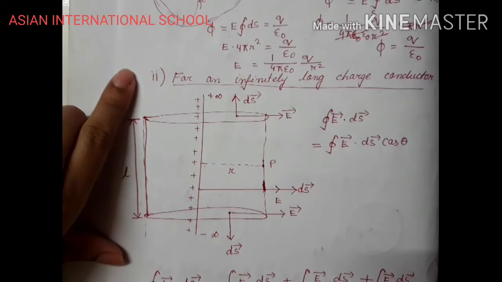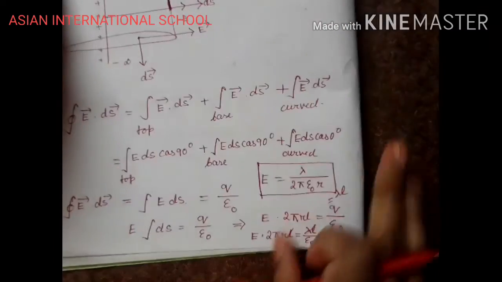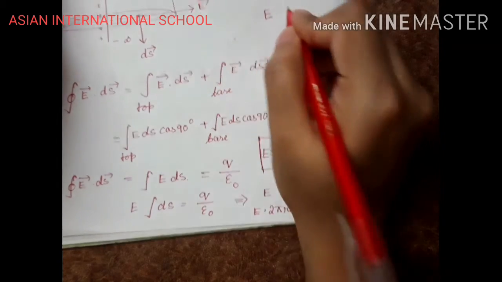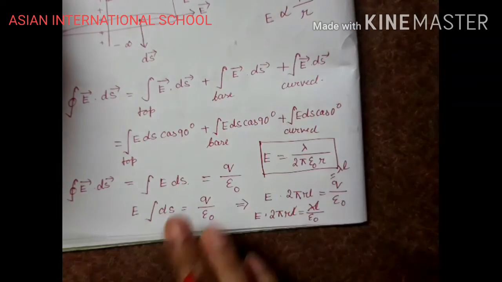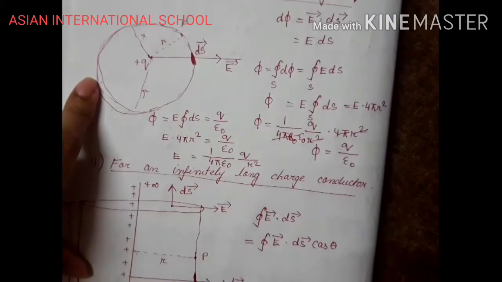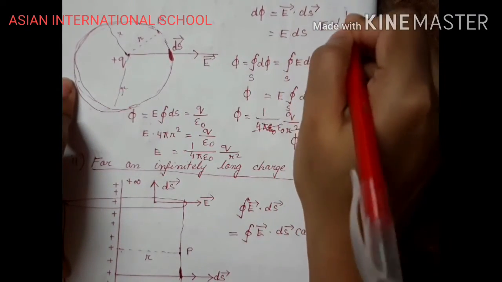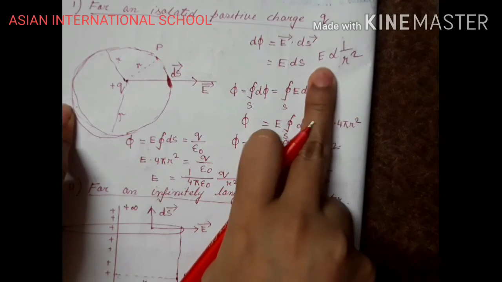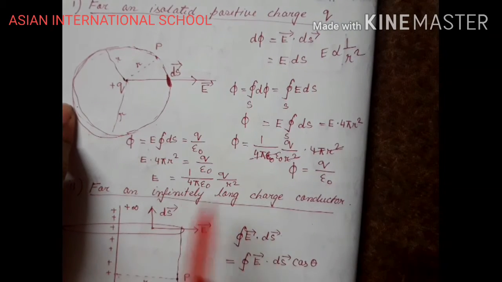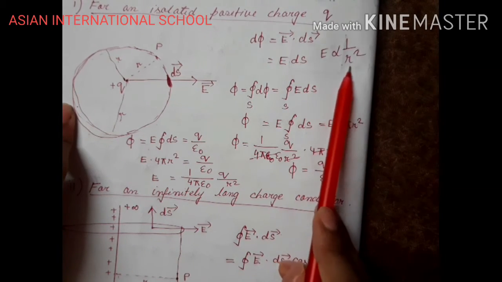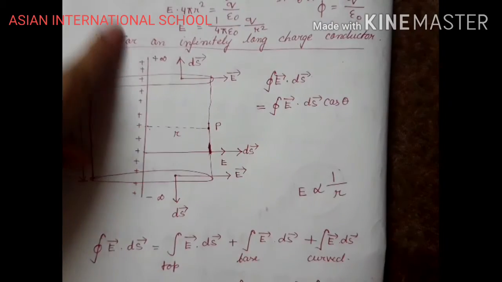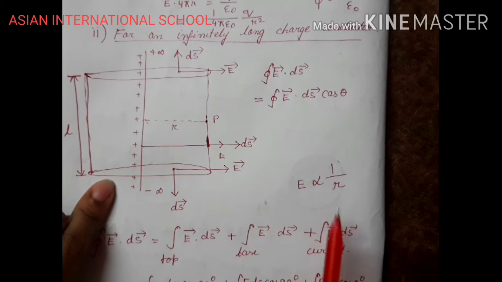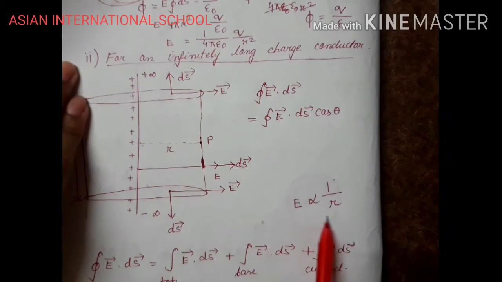long straight conductor. And as you can see here, your electric field E is inversely proportional to r. For an isolated conductor, your electric field is inversely proportional to r square. Okay, for an isolated conductor, E is inversely proportional to r square, but for a long conductor, electric field is inversely proportional to r.